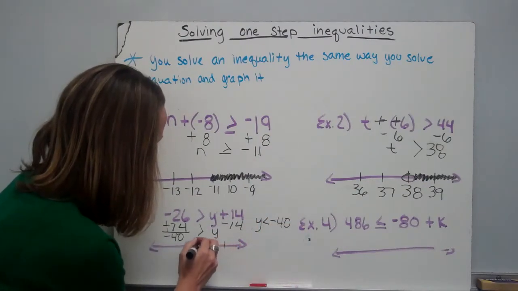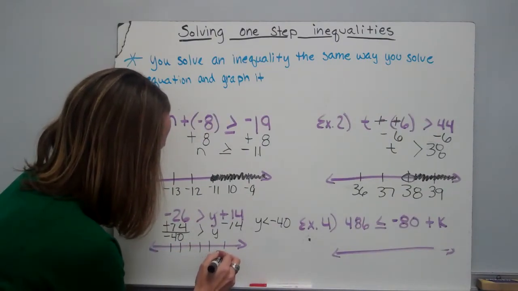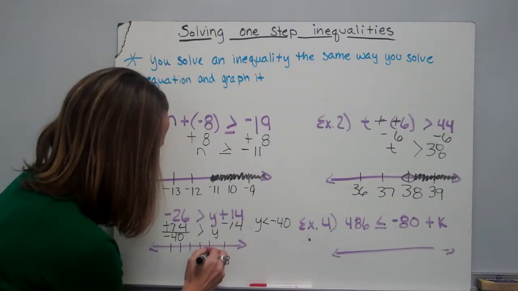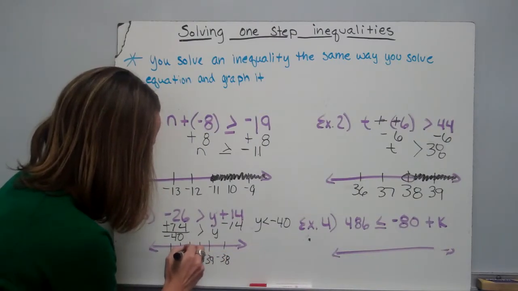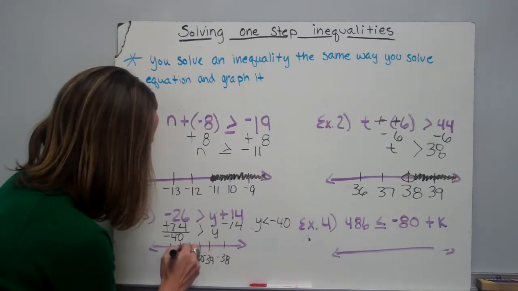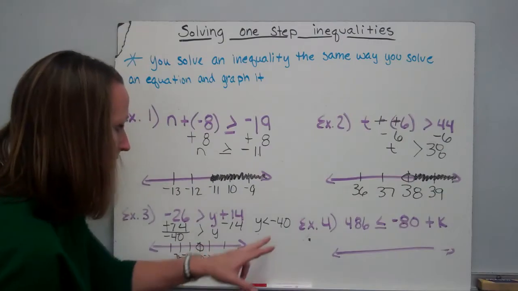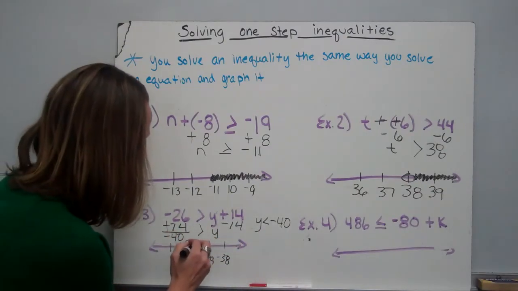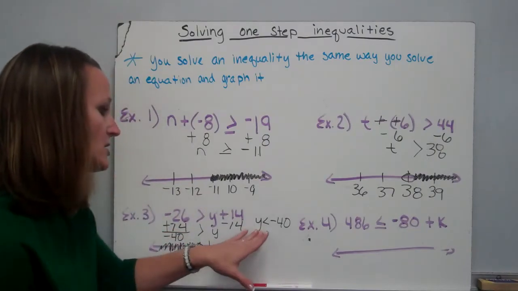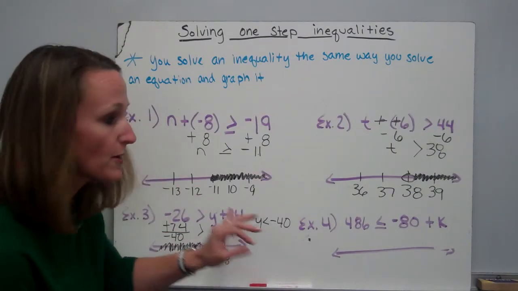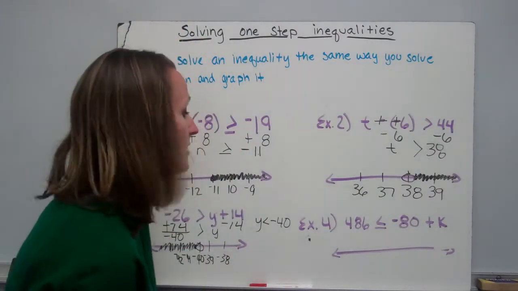So when I go to graph this, negative 38, negative 39, negative 40, negative 41, negative 42, open circle at negative 40, and this time I'm shading in everything that's less than negative 40 because my answer is y is less than negative 40. Okay, let's do one more example and then we're going to look at some multiplication and division problems.